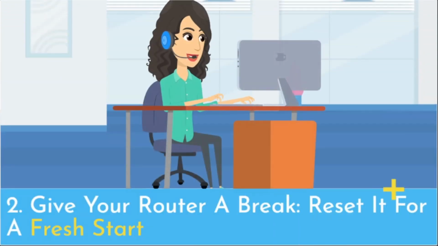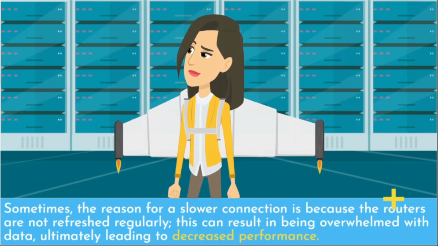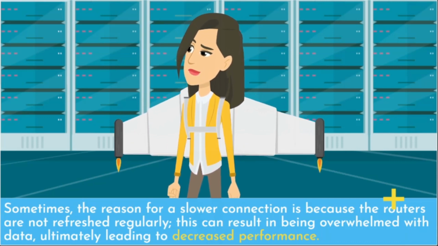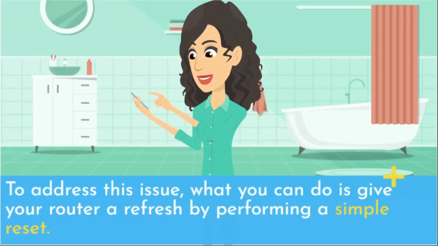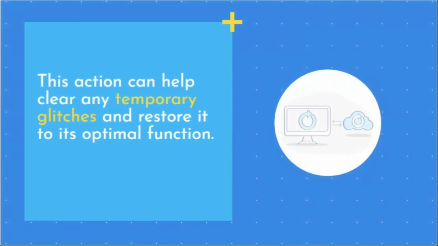2. Give your router a break. Reset it for a fresh start. Sometimes, the reason for a slower connection is because the routers are not refreshed regularly. This can result in being overwhelmed with data, ultimately leading to decreased performance. To address this issue, what you can do is give your router a refresh by performing a simple reset. This action can help clear any temporary glitches and restore it to its optimal function.